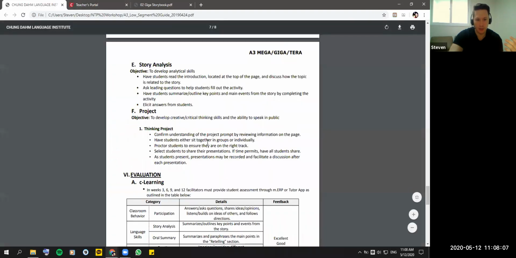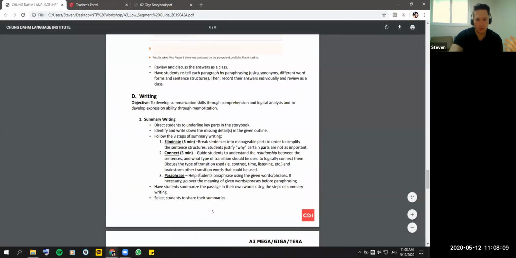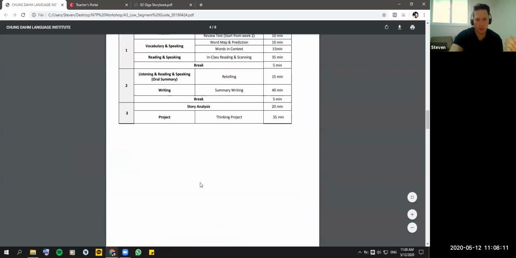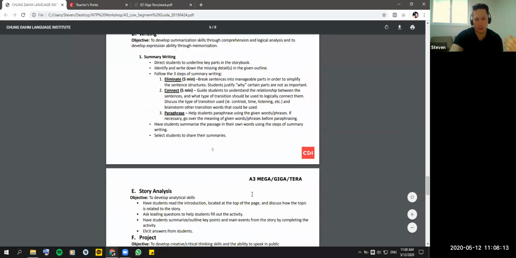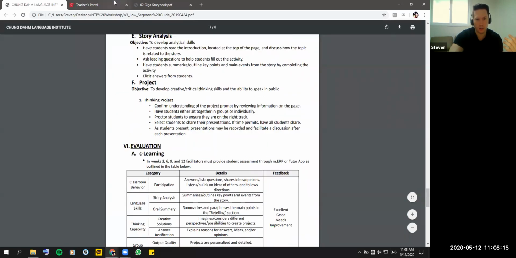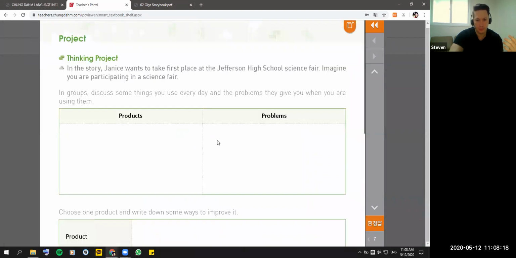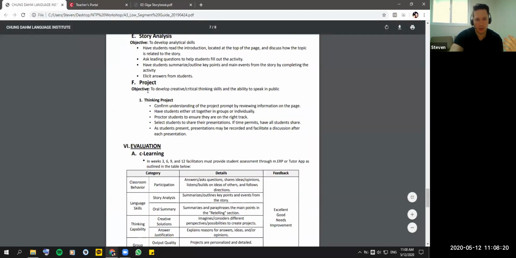So as I mentioned, they recommend about 20 minutes for that. And then there should be 35 minutes left for the project. So jumping into the project, the thinking project. So here we're just developing creative and critical thinking skills and the ability to speak in public. This is going to relate to whatever they cover in the reading for the day. You just are confirming understanding of the project. Make sure they know what they need to do.